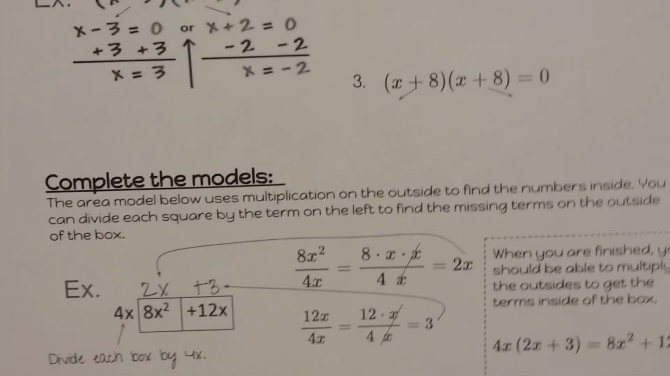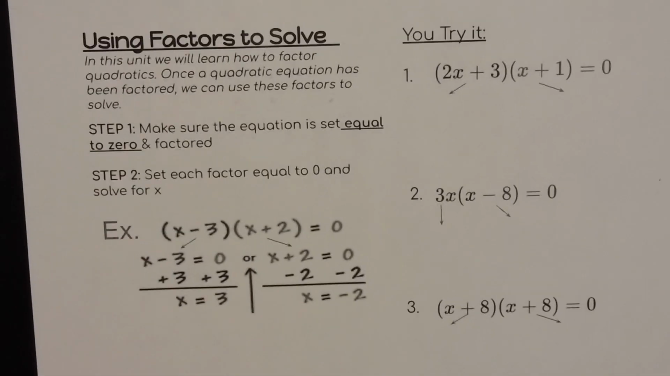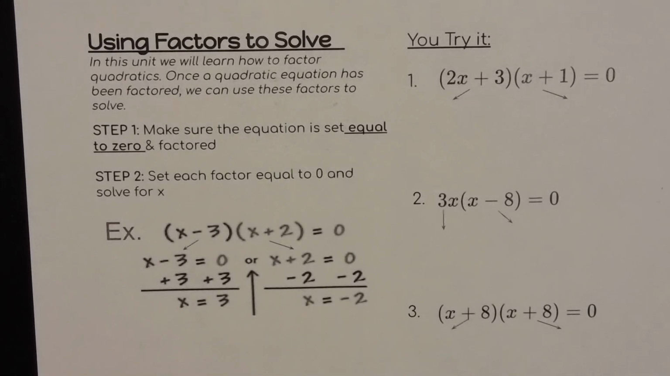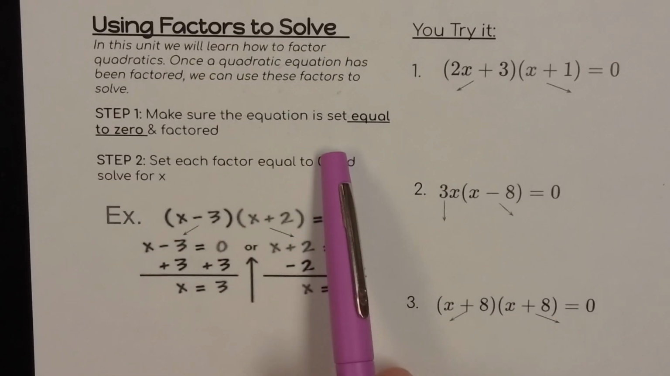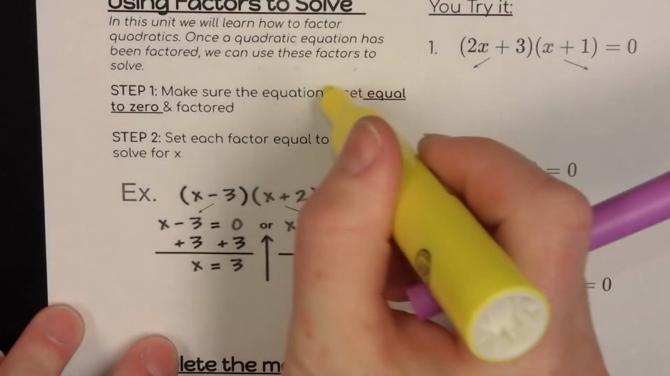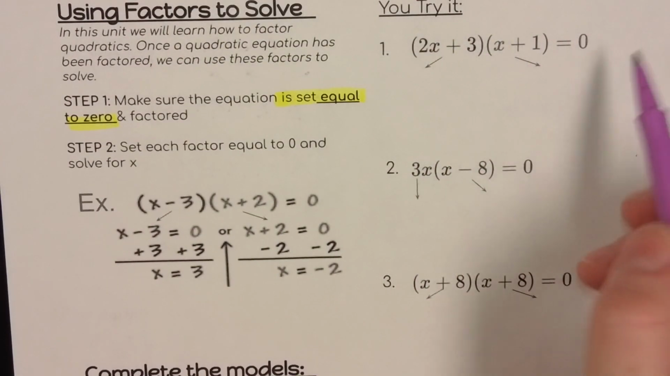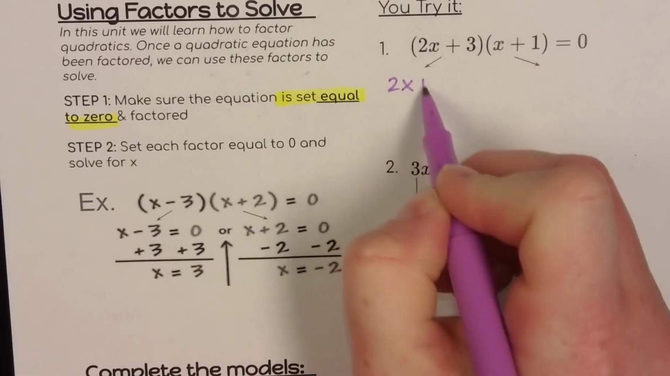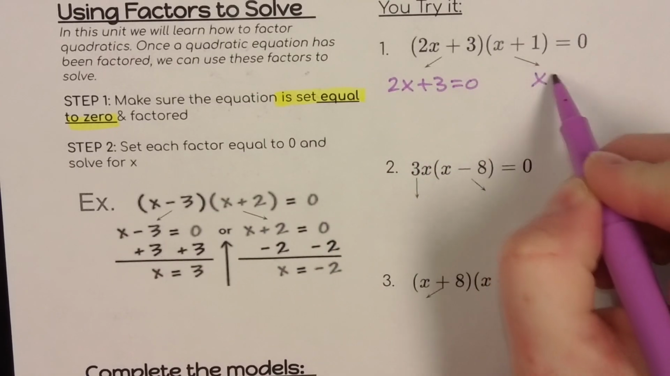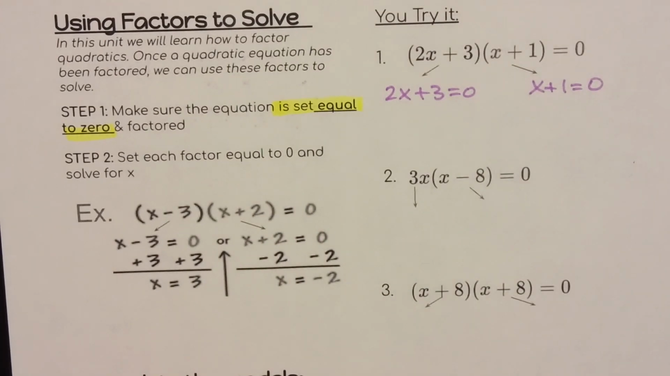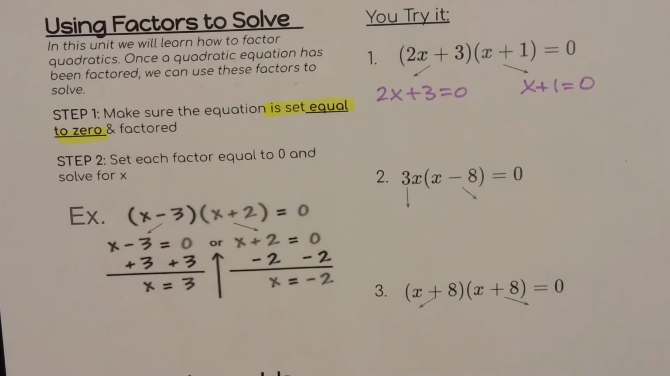Alright. On the back side it says using factors to solve. What we're going to do is it says a whole bunch of things, right? We're going to learn how to factor quadratics, and once it's been factored we can use it and solve it. So they've already factored for you, okay? We need to make sure that it's set equal to 0. Super important, it's set equal to 0 first, and now it is already factored. We're going to solve. What we're going to do is separate. Notice how both of them are set equal to 0 over here. We're going to take them apart. So 2x plus 3 equal to 0, and then x plus 1 equal to 0. We're just separating, setting them equal to 0. And now we solve, okay?